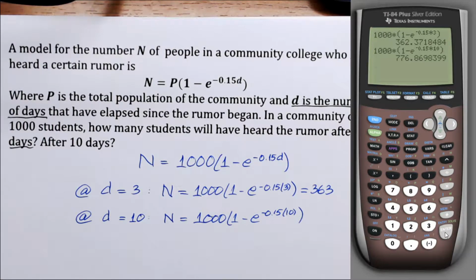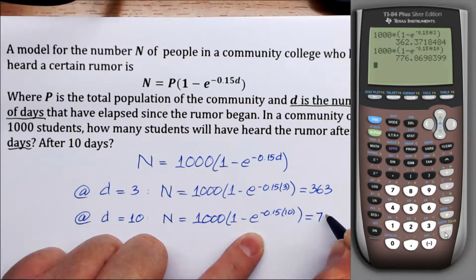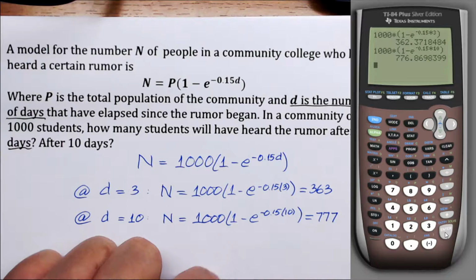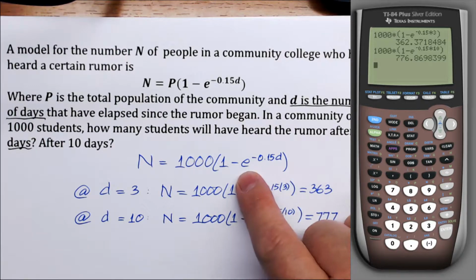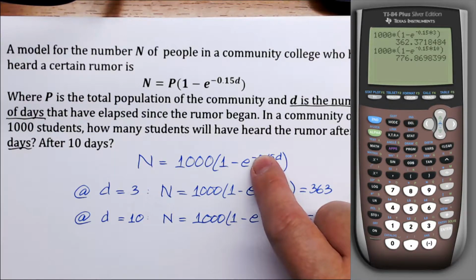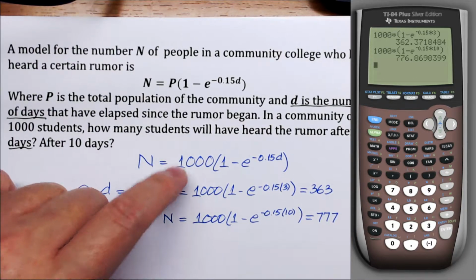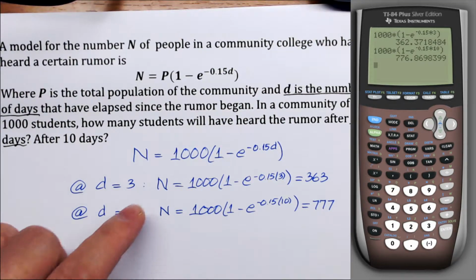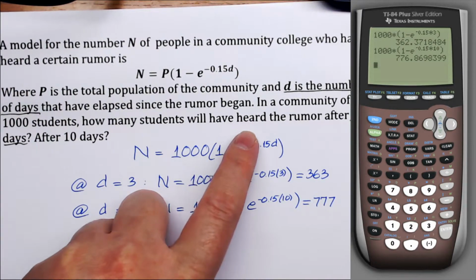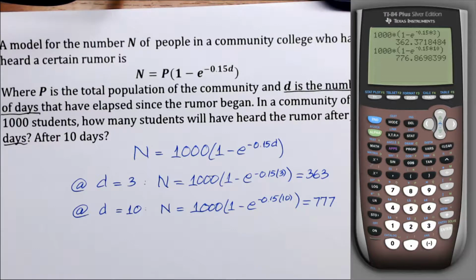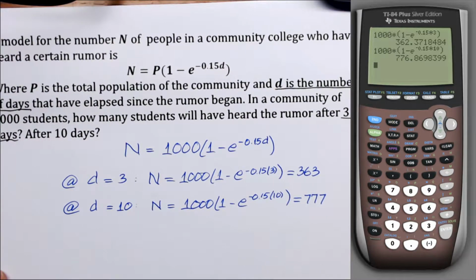This problem is straightforward. We have the equation that models the spread of a rumor, and P is the population, and in this case it is 1,000. So pretty much we will have N equal to 1,000 times 1 minus e to the negative 0.15 d, where d is the number of days.